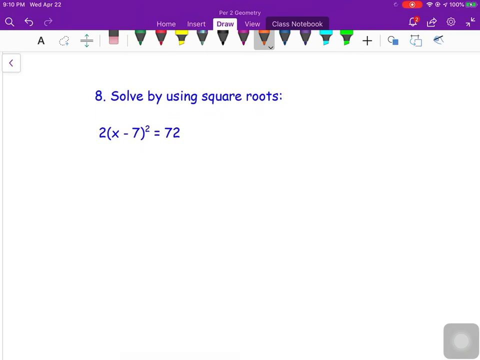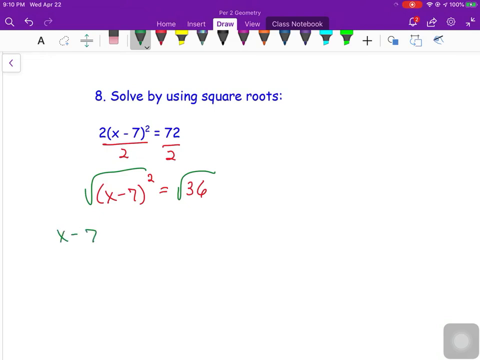Our first step is to isolate. Now, to isolate, we're going to remove the 2, so we'll divide by 2 on both sides. (x minus 7) squared equals 36. Then we'll take the square root of both sides. That leaves us with x minus 7 equals 6, and x minus 7 equals negative 6.